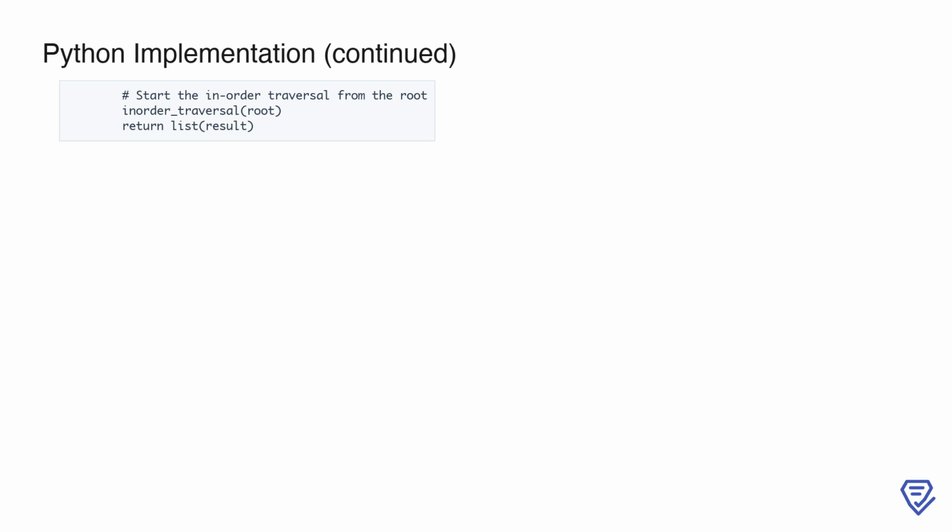After defining the in_order_traversal helper function, we invoke it starting from the root node. This begins the in-order traversal of the tree, ensuring that we examine all nodes in sorted order while maintaining the k closest values in the deque. Once the traversal is complete, the deque contains exactly the k values closest to the target. To match the expected output format, we convert the deque into a list before returning it.